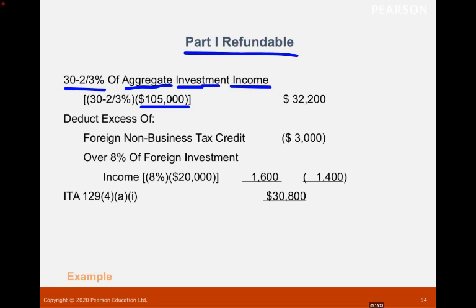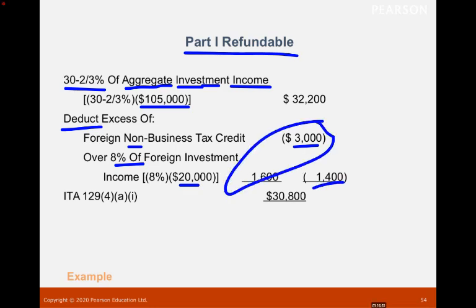We do have to do a little more work on this refundable, though, because of the foreign content. So the foreign non-business tax credit's going to come out. And this over 8% foreign investment on the 20,000. These offset each other for a net negative of 1,400. So our refundable tax is 30,800. The little extra wrinkle there is that we have some foreign component to deal with.